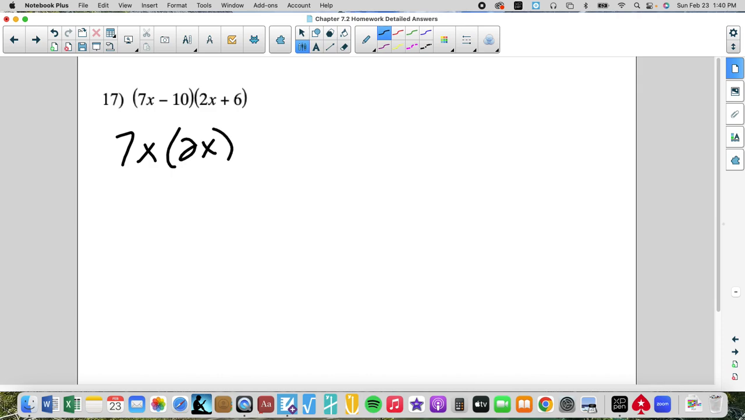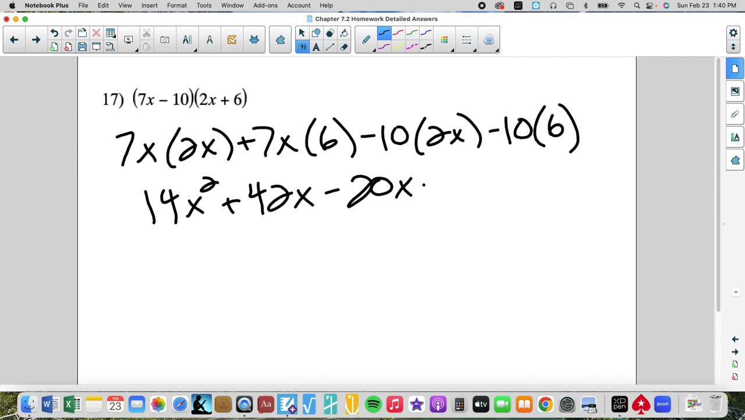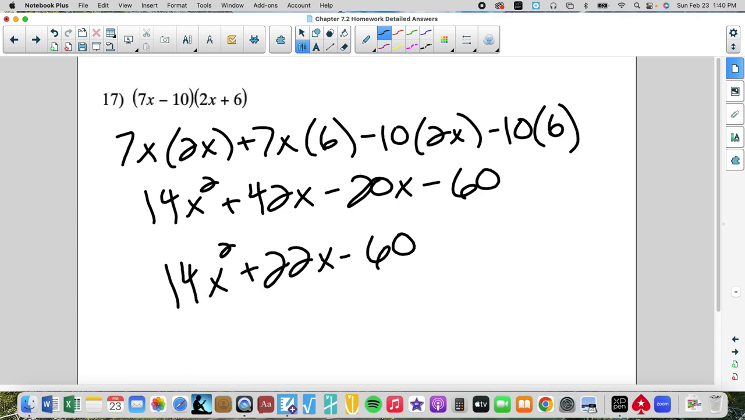7x times 2x plus 7x times 6 minus 10 times 2x minus 10 times 6. 7x times 2x is 14x squared. 7x times 6 is 42x, 7 times 6, not a comfortable one. Negative 10 times 2 is negative 20x. Negative 10 times 6 is negative 60. 14x squared plus 22x minus 60.